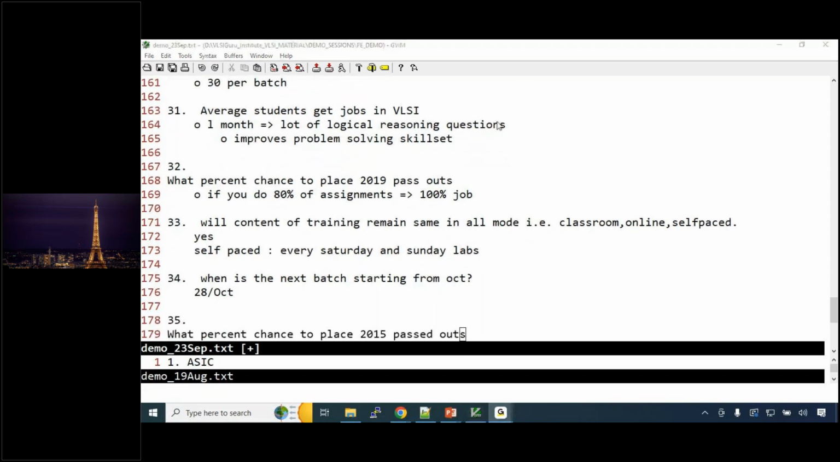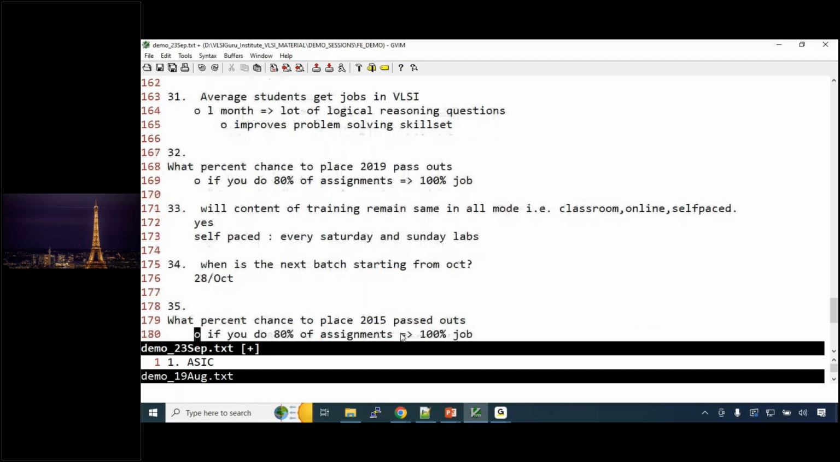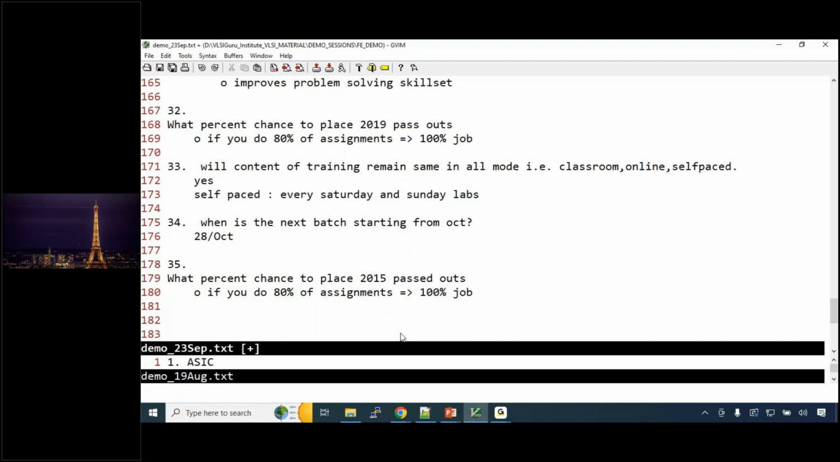What percentage chance of placement, 15%? It is not just any percentage, it's a commitment. You complete, I'll give you a job.